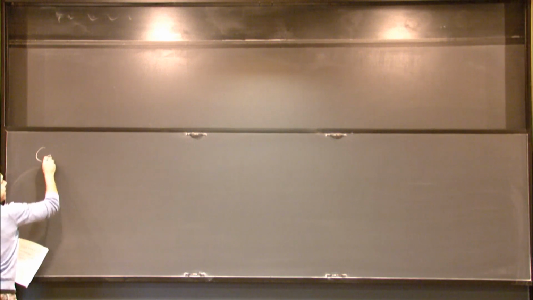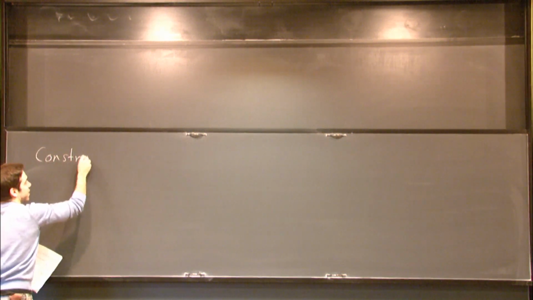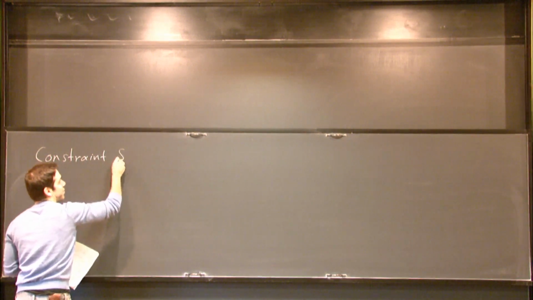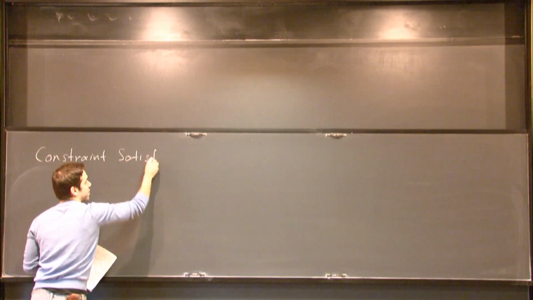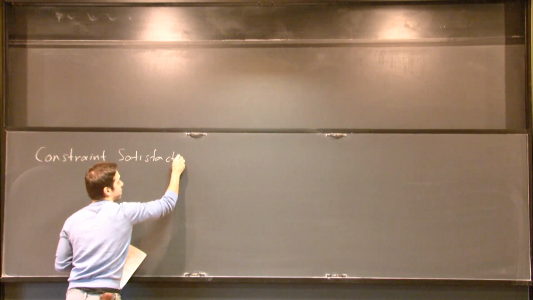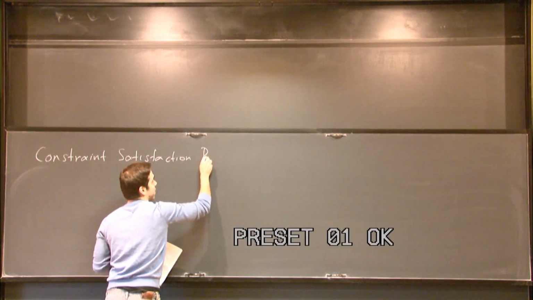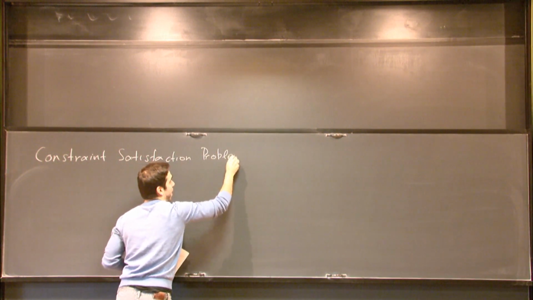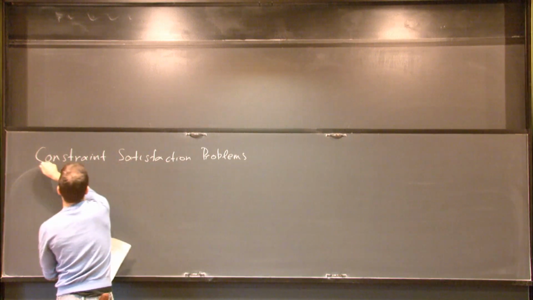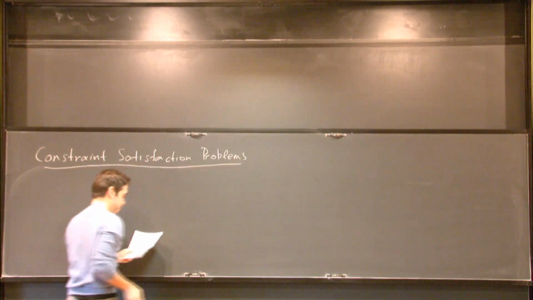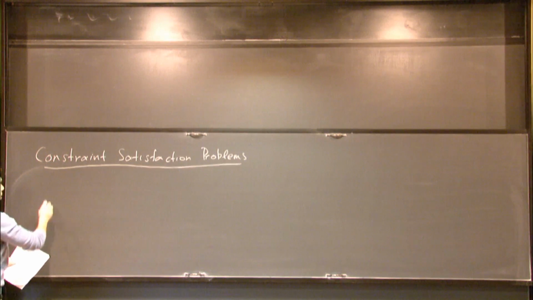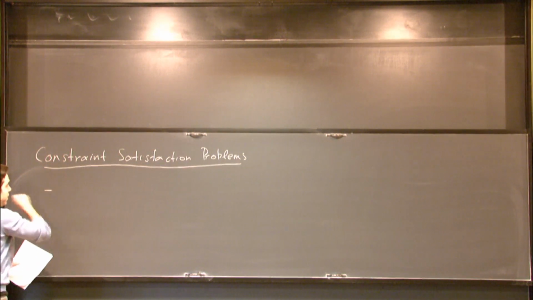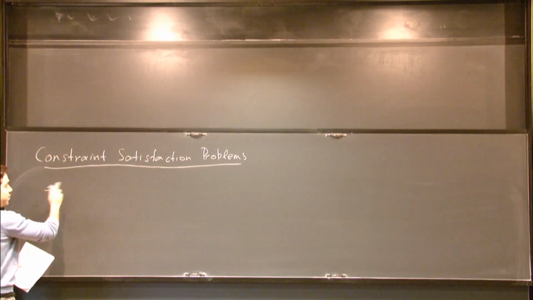Okay, so this is a series of 2 talks about constraint satisfaction problems, but from a probabilistic combinatorics viewpoint. Okay, so I'll explain what this means. So let me first explain what is a constraint satisfaction problem.